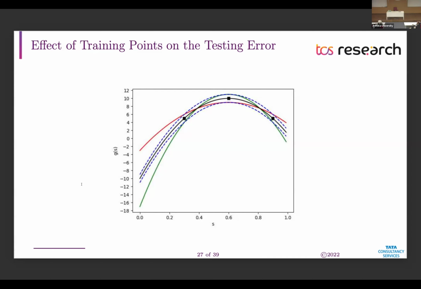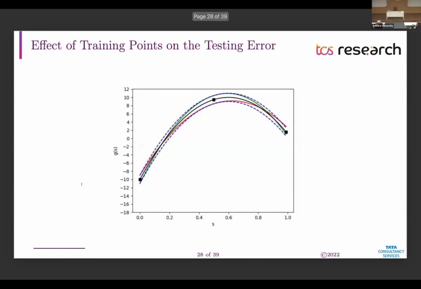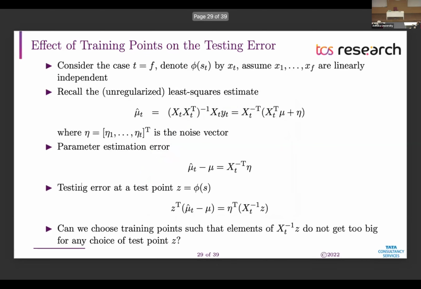On the other hand, is it obvious what I should choose as my training points? It turns out that for this quadratic example, we should choose the endpoints and the midpoint. For the same error in the training data, the error in the fit now stays everywhere within the plus minus epsilon band. Now, this is not a coincidence.